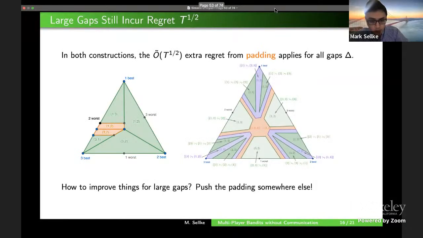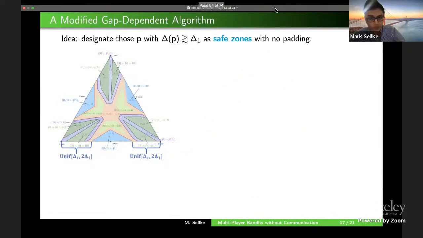This is not so great. So if we want to improve things for large gaps, we should kind of push the padding away. And here's how we did this. So this is with Allen.